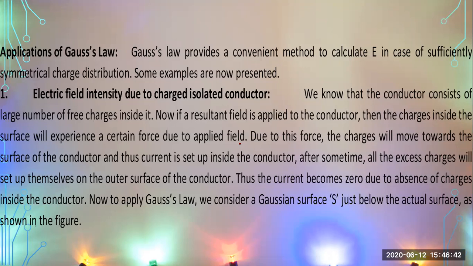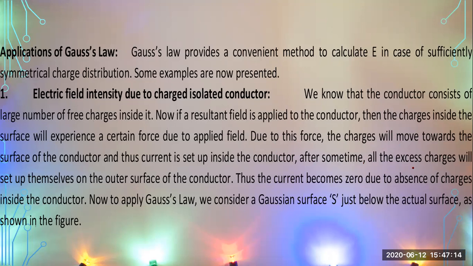The charges which were already available inside that conductor get some force of attraction from the outside electric field, and they are attracted to the outer surface. When they are attracted, they will move. At that time, there will be a small current. But after some time, all the charges will reach the surface, and inside the conductor there will be no charges available. So due to this force, the charges move towards the surface of the conductor, and thus a current is set up inside the conductor.